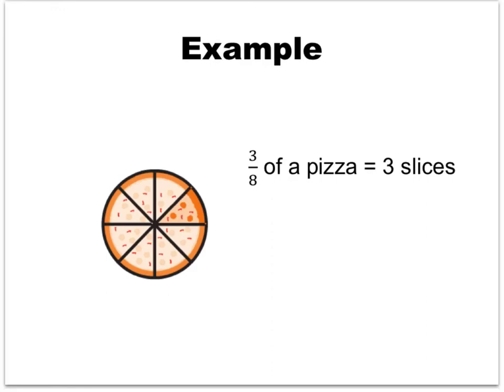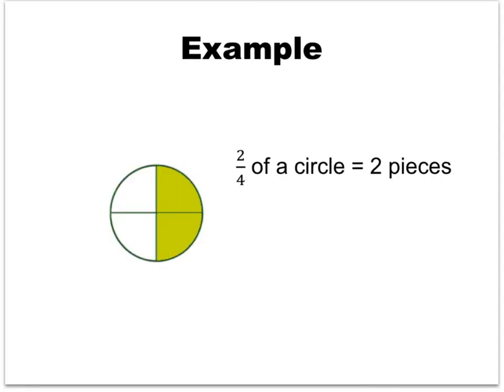As an example, let's take the statement 3/8 of a pizza. This means we're going to divide our pizza up into 8 equal pieces. That's our denominator. Our numerator says that we're going to select 3 of those pieces. So 3/8 of the pizza is 3 slices of our pizza. Let's take the statement 2/4 of a circle. That denominator 4 means that we're going to take our whole circle, divide it up into 4 equal pieces. The numerator 2 says that we're going to select 2 of those pieces. So 2/4 of a circle is 2 of those pieces.